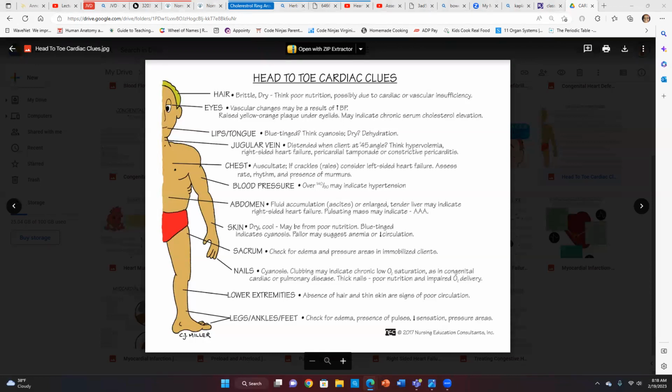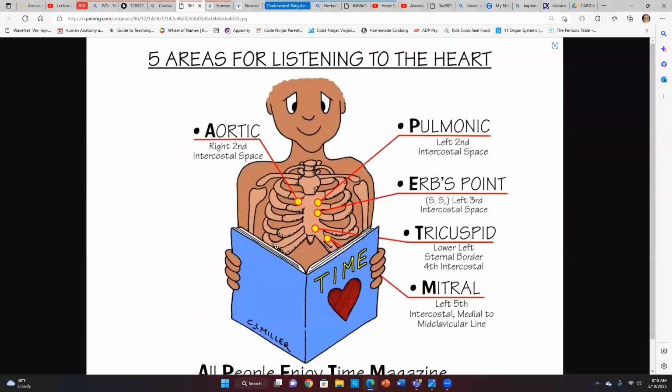There are the cardiac landmarks, and it's sometimes called APE TO MAN, or All People Read Time magazine. Okay, so why is this important for a cardiovascular assessment? Well, when we listen to the heart, we're actually listening to the four main valves of the heart, okay? So we're listening to the aortic valve, the pulmonic valve, the tricuspid valve, and the mitral valve.